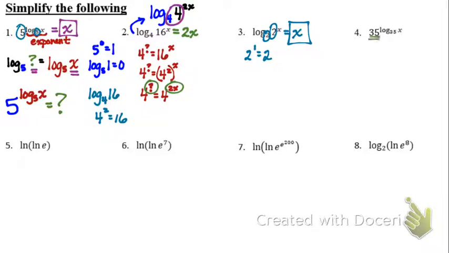Base on my exponential is 35. Base on my log is 35. That's going to simplify to just give me x.